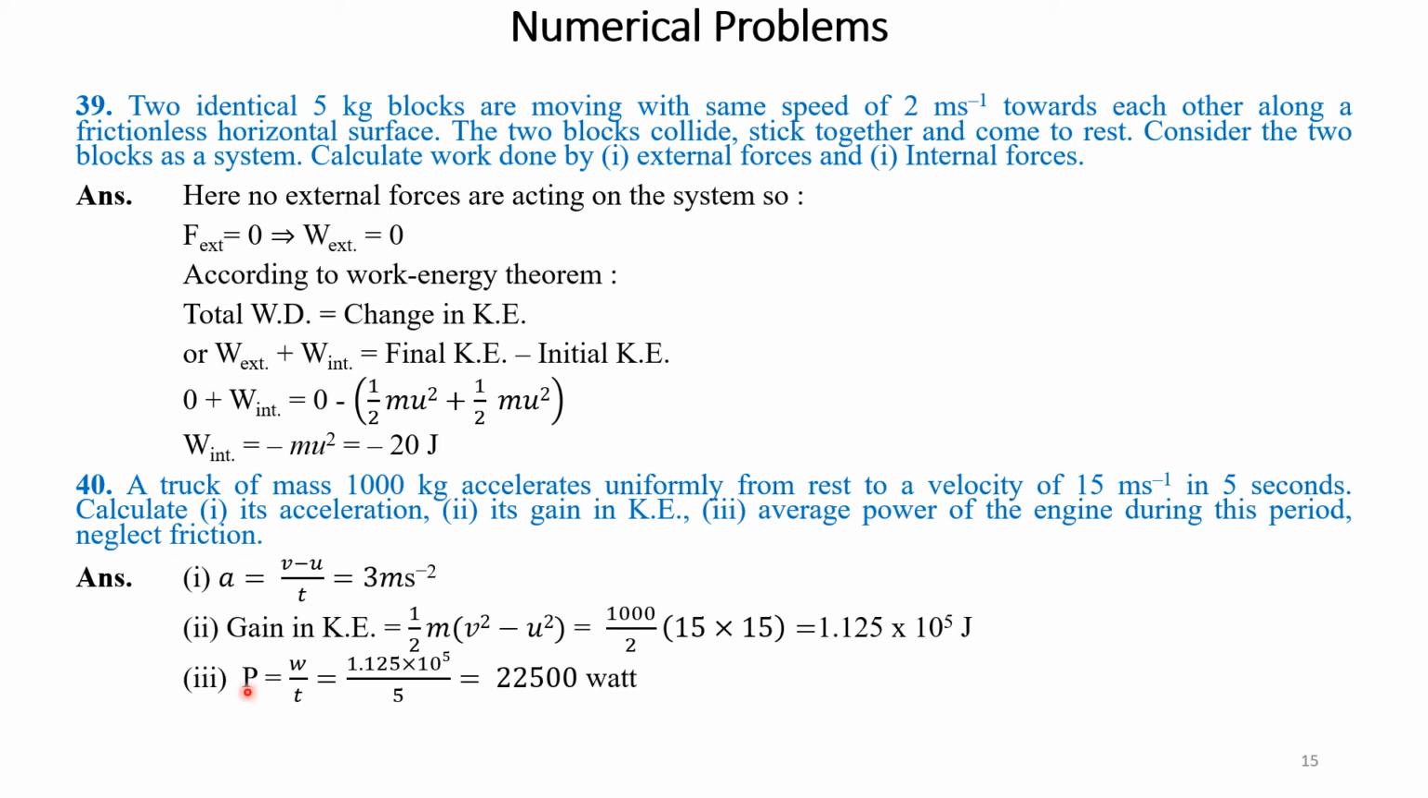So, power is given by power is equal to W by t, that is work done over time taken. That is equal to 1.125 into 10 to the power of 5. The work done we have calculated as kinetic energy in the previous step, divided by time, 5 seconds. We get the answer as 22,500 watts.